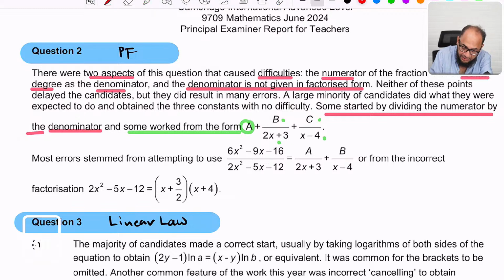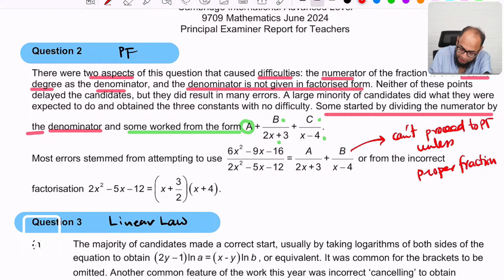What is the error? The error is that you cannot proceed to partial fractions unless we have a proper fraction. So partial fraction is different, proper fraction is different.